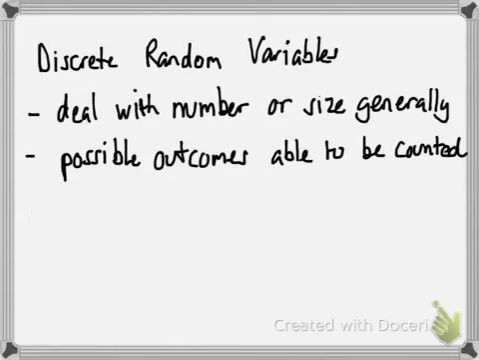Right, there's 2 types of random variables. This is the first really important thing we learn today. Discrete and continuous. Discrete random variables deal with number or size generally. Possible outcomes are able to be counted. Now, they don't necessarily have to be whole numbers, and shoe size is an example of that, because shoe size can be 9, 9.5, and those sorts of things. But they're usually whole numbers, and they can be counted.